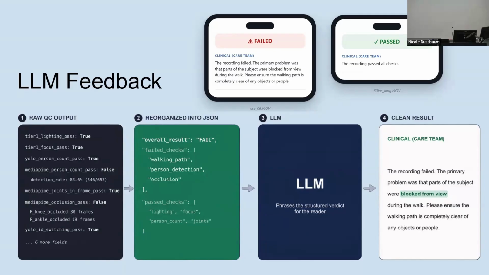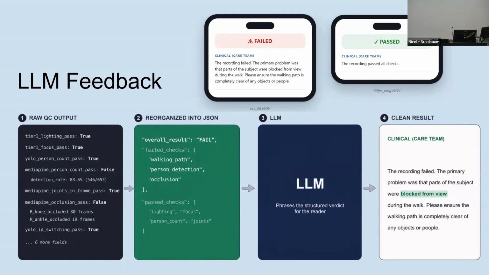So initially, after we run it through our pose estimation model, we get a raw quality control output. This output will be around 20 lines long, consisting of every single check, their pass/fail value, and details if it requires. So clinging on to that occlusion case, we have MediaPipe occlusion pass, and it is a fail, given false, and it has some details. Right knee occluded 30 frames, right ankle occluded 19 frames.